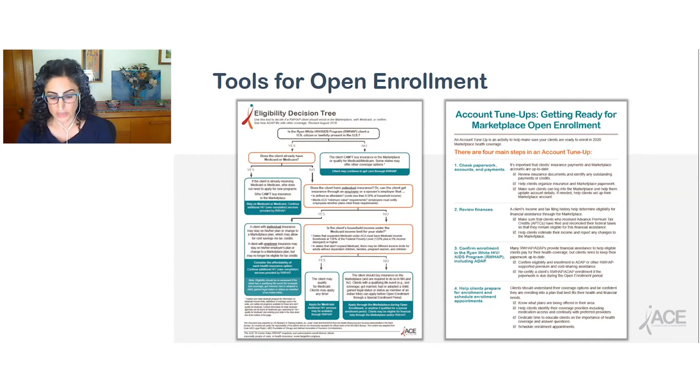And on the right-hand side of the slide, you can see a handout that summarizes the four steps in our account tune-ups process. Account tune-ups are pre-enrollment visits that can be conducted anytime between July and October. And the idea there is to make the actual enrollment process as smooth as possible. In many states, Marketplace open enrollment is only 45 days long. So the more you can do in advance, the better. That way there's enough time to get all clients enrolled efficiently starting in November. And we also have an e-learning module on our website that's focused on getting ready for open enrollment that outlines the timeline with key steps programs can take to prepare.